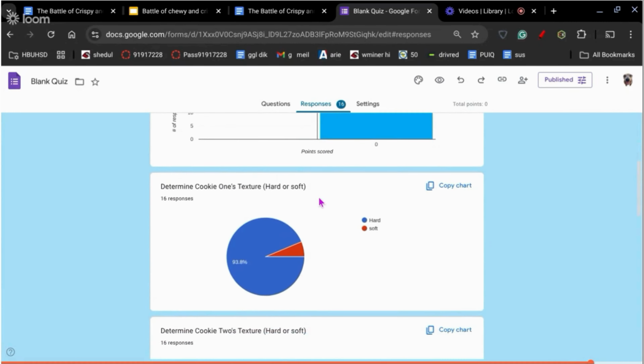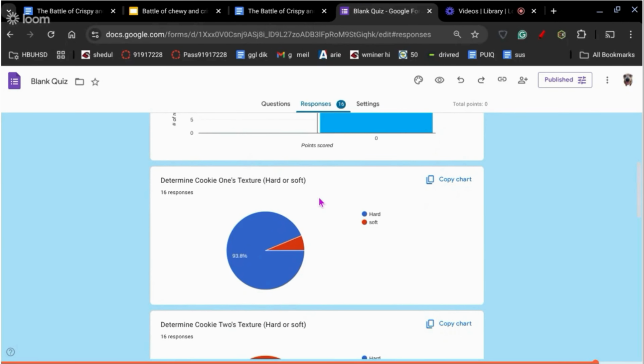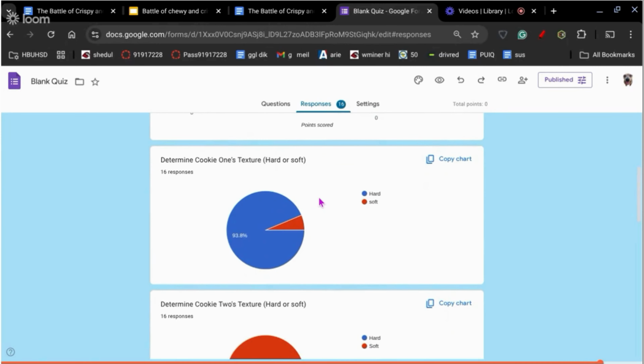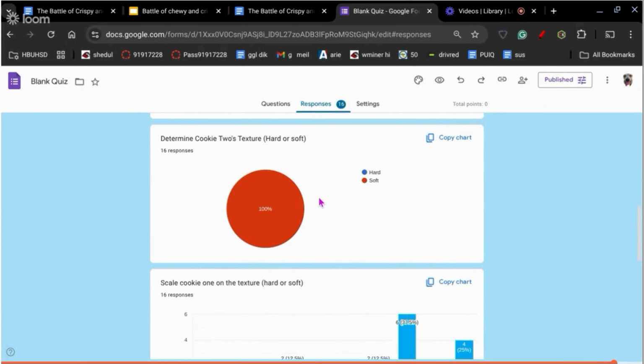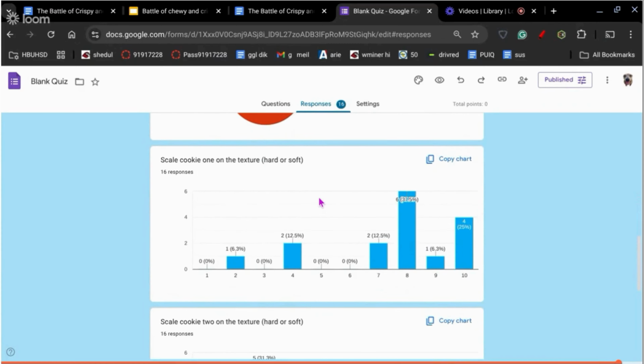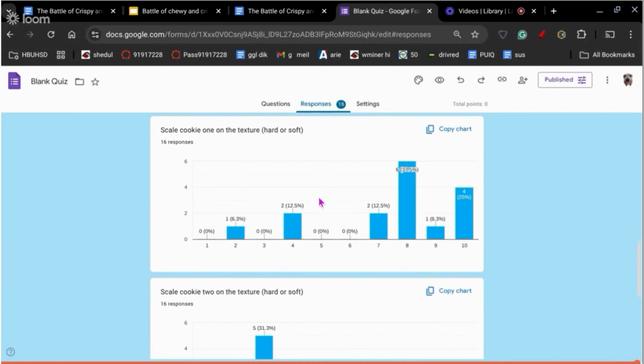So, the first cookie, which was supposed to be the hard cookie, got a 93.8% rating of hard. And the second one, which was supposed to be soft, got a 100% soft rating. The texture ratings varied from 2 to 10, but 6 was the most popular choice.